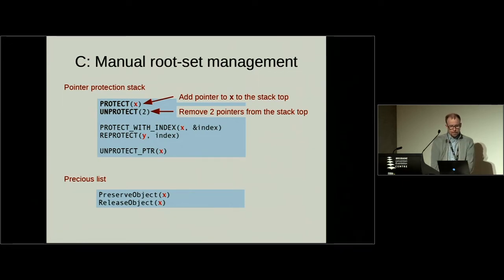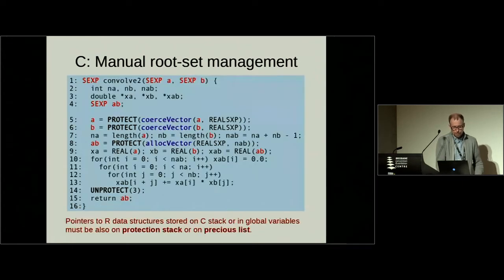So protect x means that x is a local variable that points to some object, and we are telling the GC to keep that object alive because we are using it. And unprotect, with unprotect 1, for instance, says that we don't want anymore the x that we have protected last. So it is a stack, and we say how many things from the top of the stack we no longer need. So that looks easy. This is an example from Writing R Extensions.